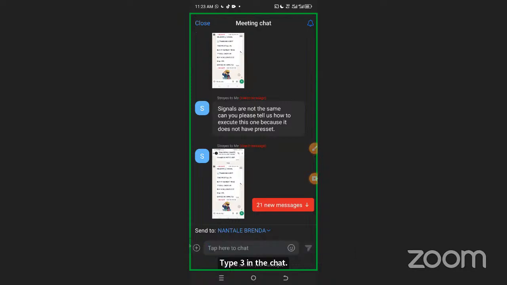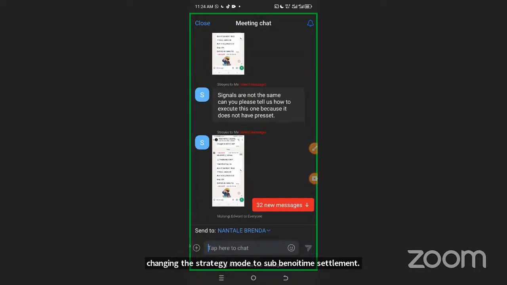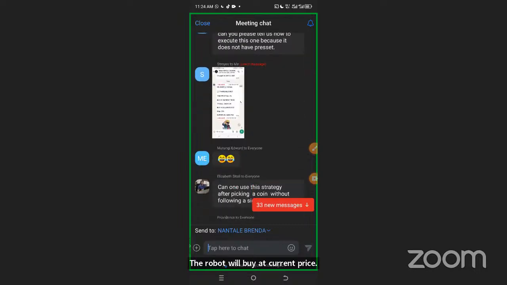Signals are not the same. Can you please tell us how to execute this one, because it does not have the preset? Someone asked the same question and I replied. I told you, if the signal does not have the preset, when you go to the first preset in the amount, you don't put anything. You change the strategy mode to sub-bin mode real-time settlement, then just click on activate. On preset, don't put anything. The robot will buy at current price.